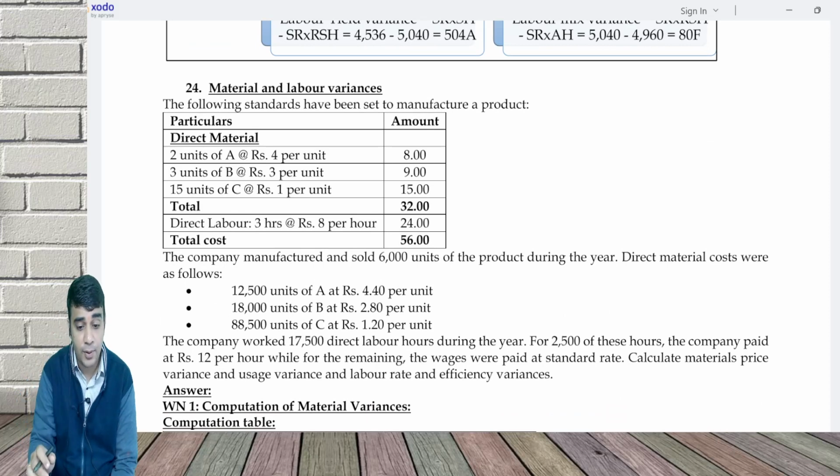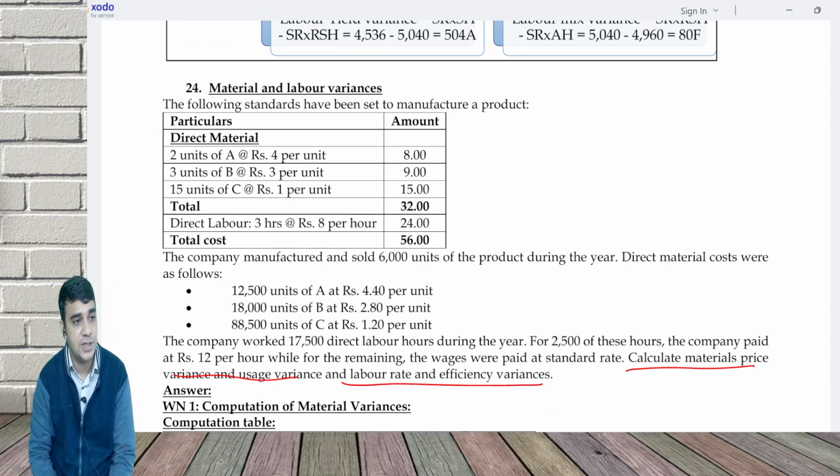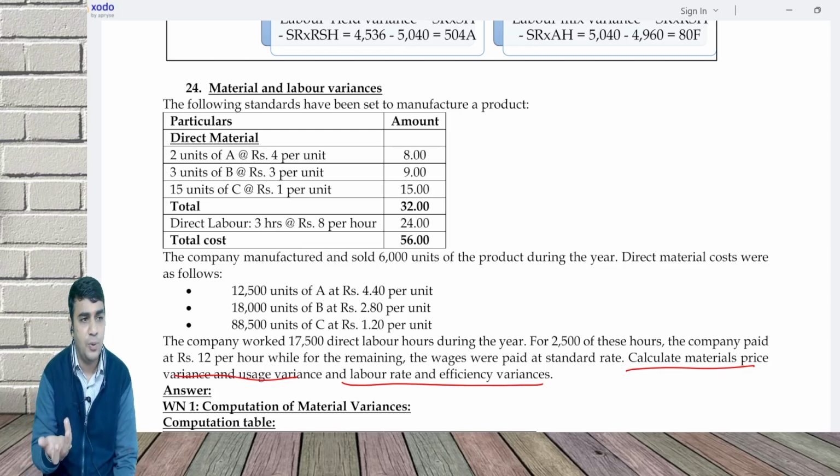Question 24 has asked for material price and usage variance, labor rate and efficiency variance. It is a multiple material problem, but I'll not do the RSQ calculation. Can I do it? Yes, you can do it. It will take you a little bit extra time, that's all. But RSQ is technically not needed.